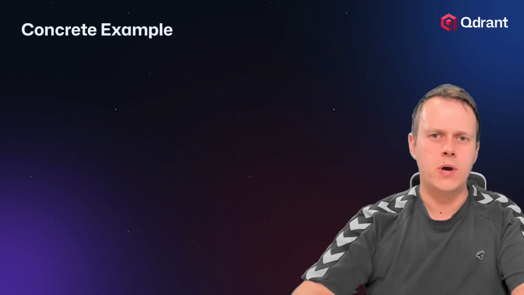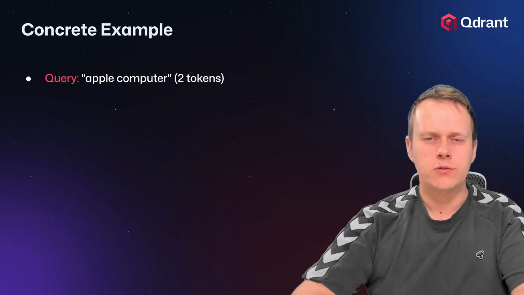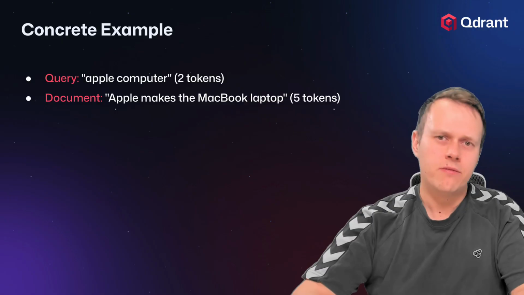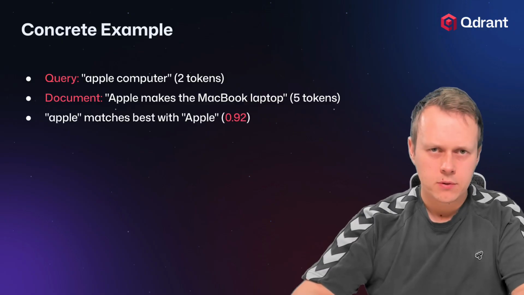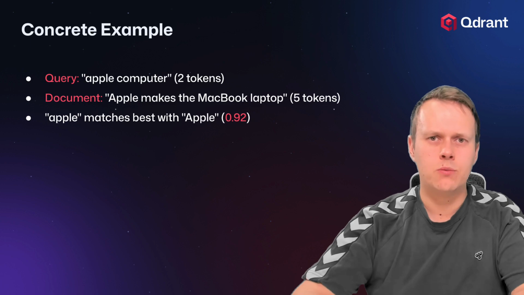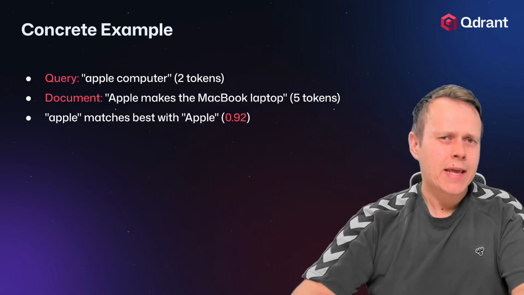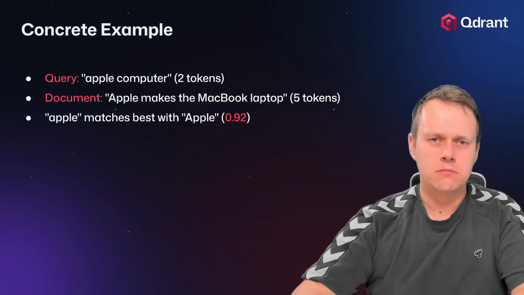Let's walk through a concrete example to make this clear. Query: Apple computer, with two meaningful tokens. Document: Apple makes the MacBook laptop, with 5 tokens. The query token Apple computes its similarity with every document token: Apple, makes, the, MacBook, laptop, and takes the maximum. It matches best with Apple in the document, with similarity 0.92.